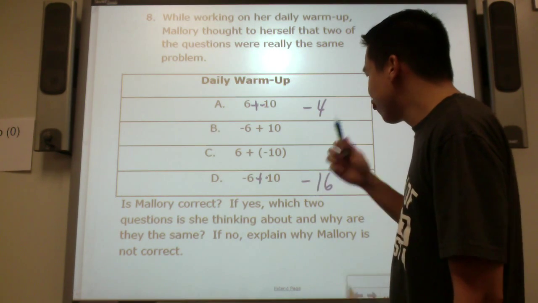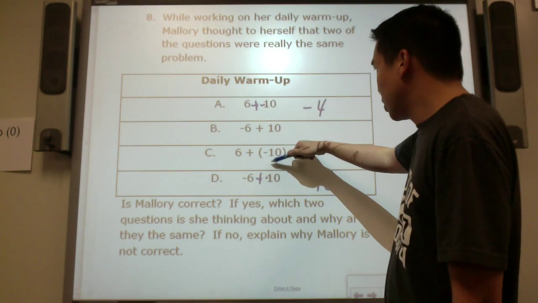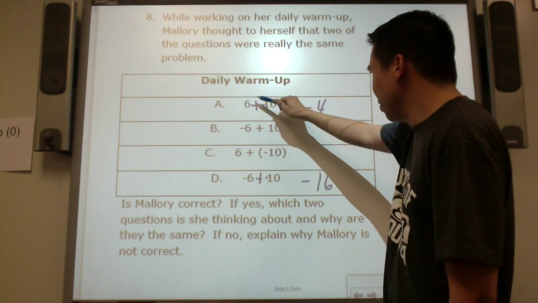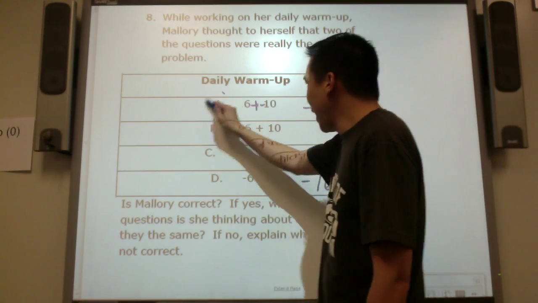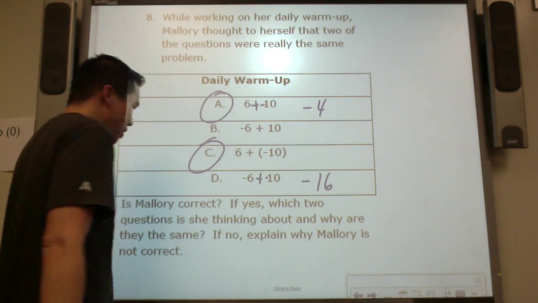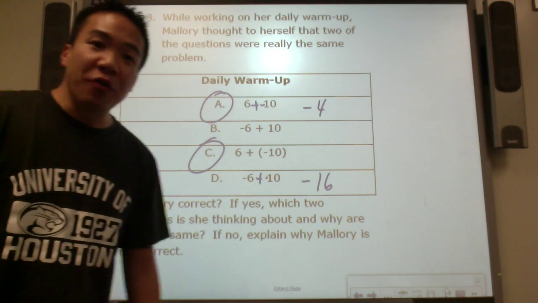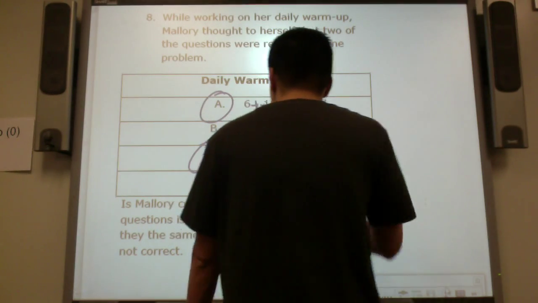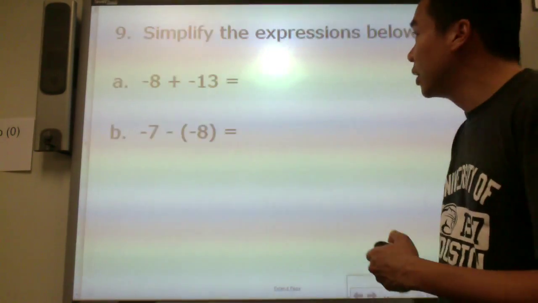Wait. Don't these two look the same to you? 6, plus negative 10. So A and C are the same. She is correct. So is Mallory correct? Yes, she is. A and C are equivalent expressions. They both have the exact same value.